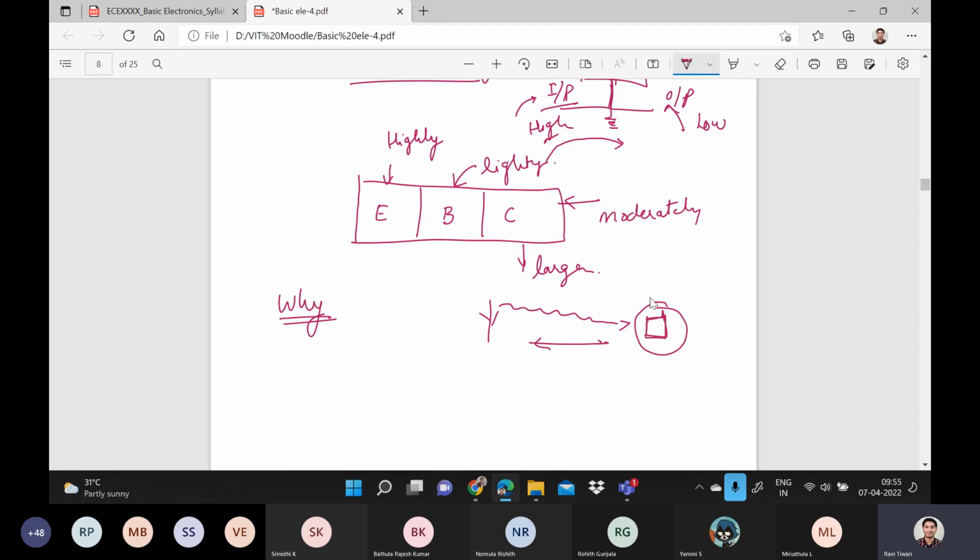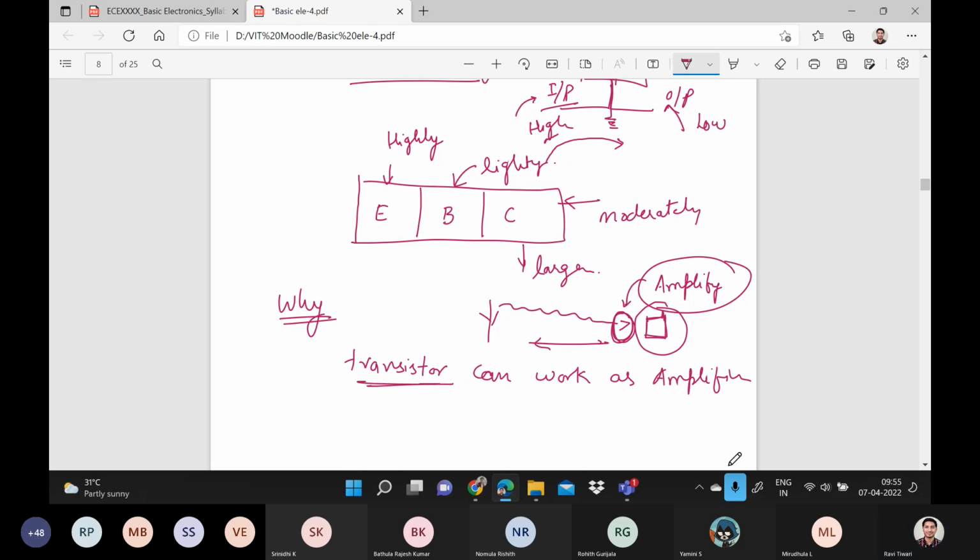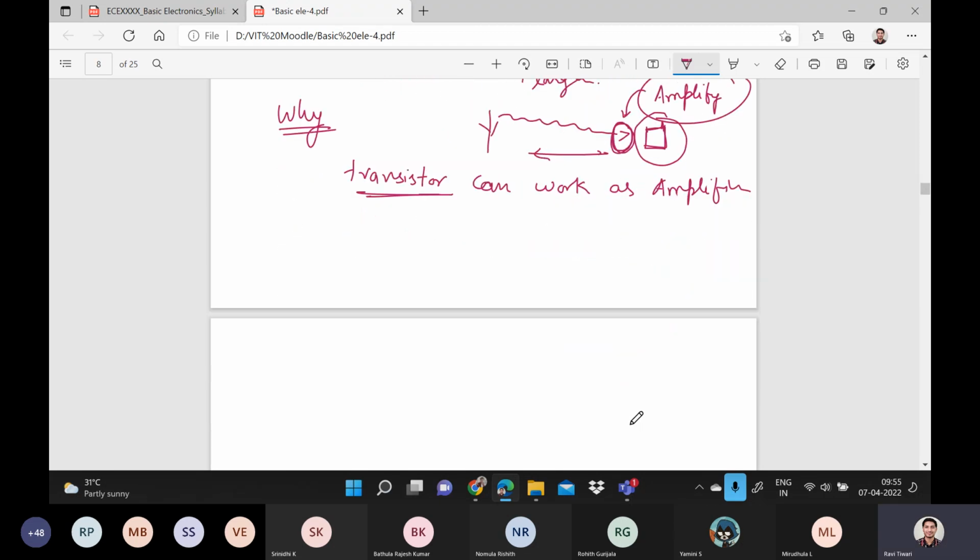So what will you do? You can amplify this signal. Whatever you are receiving at the receiver end, you can amplify it. If you apply the amplification process, then you can receive a better signal. This amplification is very important, and a transistor can work as an amplifier. That's why we require transistors, because a transistor can amplify the weak signal.